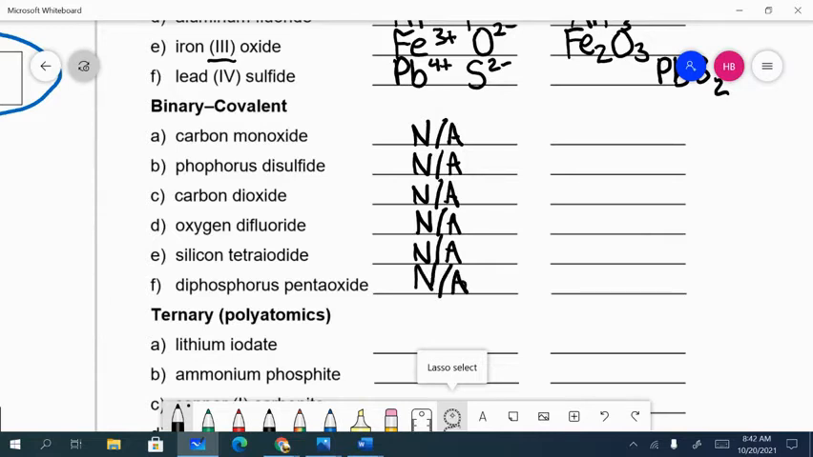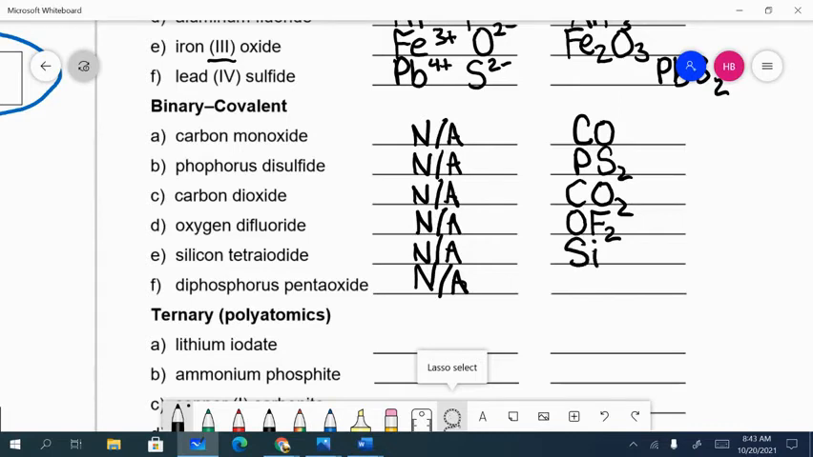So remember, if it doesn't have a prefix on the first, that's mono. And then oxide has a mono also, so this is carbon monoxide. Phosphorus has no prefix, so it's 1. Disulfide. Carbon dioxide. We do not switch, so that's the only mistake I see kids trying to make, is wanting to drop the charges down. You don't do that for binary covalent compounds.